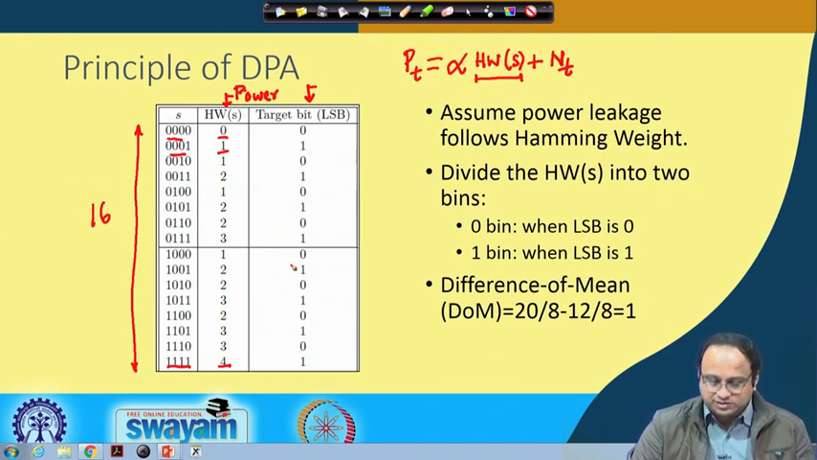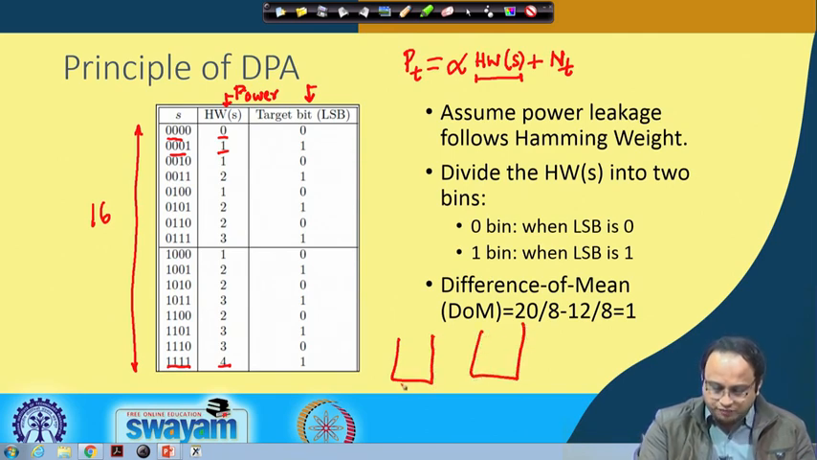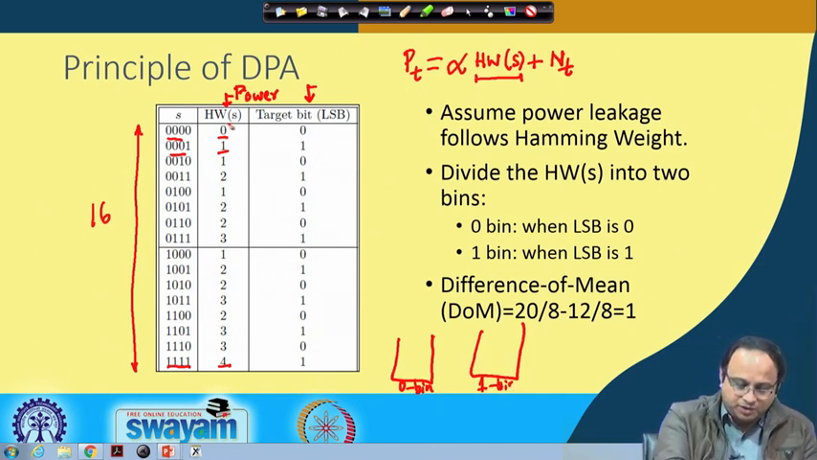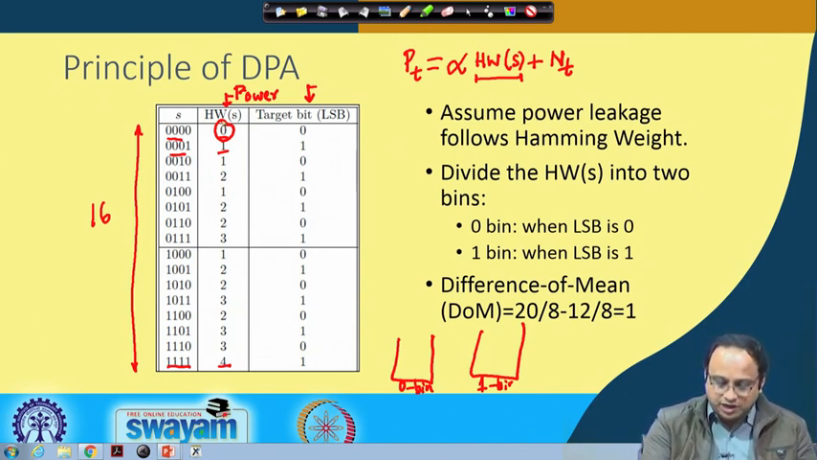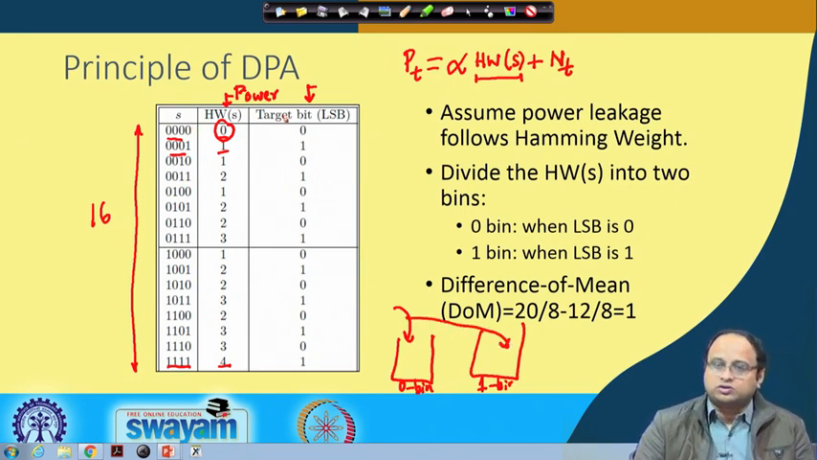Now I do a very simple exercise. The exercise is as follows. I take 2 bins. I call one of them the 0 bin and the other one the 1 bin. And I take a particular power value, the Hamming weight of S, and put that either in the 0 bin or in the 1 bin, depending upon whether the LSB is 0 or not.